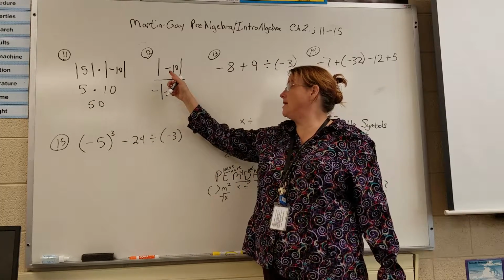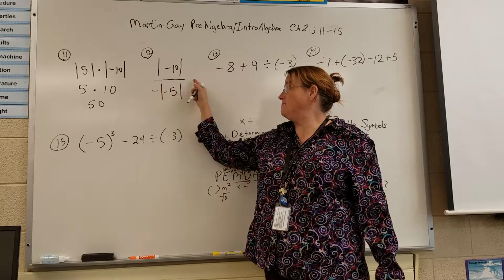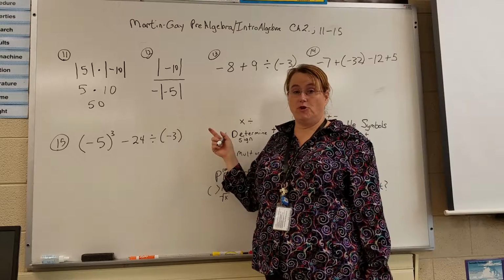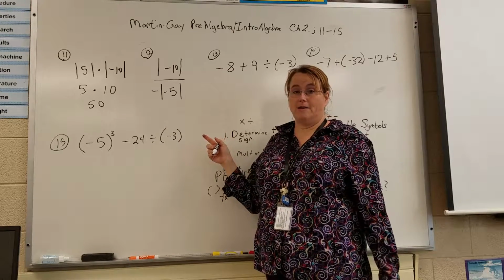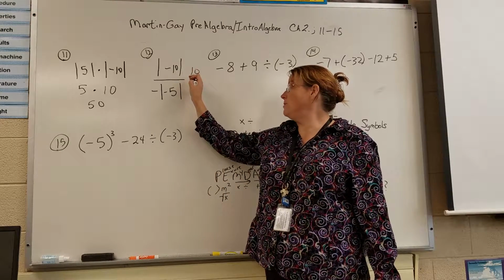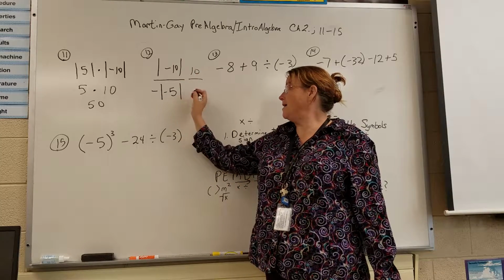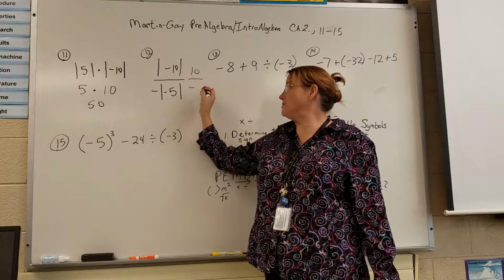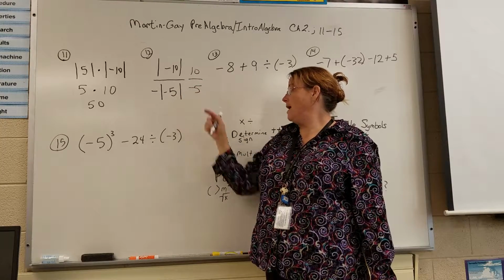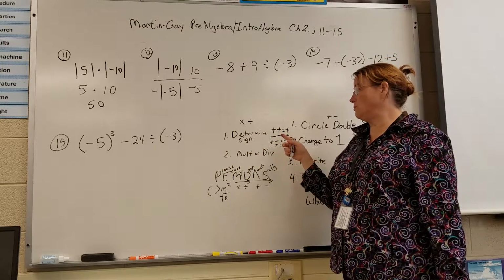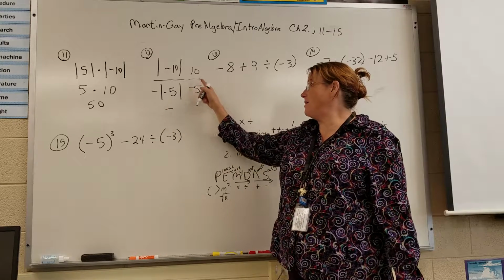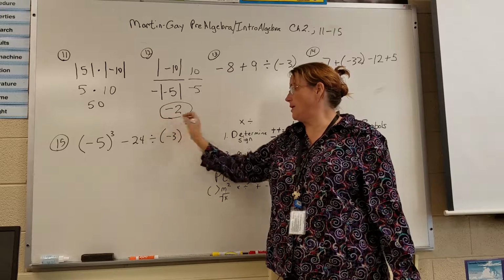On number 12, this says the absolute value of negative 10 is divided by negative the absolute value of negative 5. So we do the absolute values first. The absolute value of negative 10 is how many steps away from 0 is negative 10, and it is 10 steps from 0. And we're dividing that by negative the absolute value of negative 5, which is 5. So now you have 10 divided by negative 5, and we follow our multiplication and division rules. We determine our signs. We have 1 plus and 1 minus, which means our answer is negative, and 10 divided by 5 is 2. So your answer is negative 2.